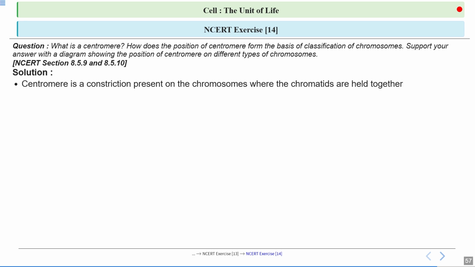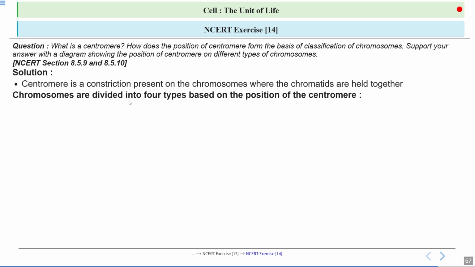See, the centromere is the primary constriction present on the chromosomes. The centromere consists of kinetochores, and on these kinetochores the spindle fibers attach. Clear? And the two chromatids are held together at the centromere. Now, chromosomes are divided into types based on the position of the centromere. There are 4 types of chromosome.